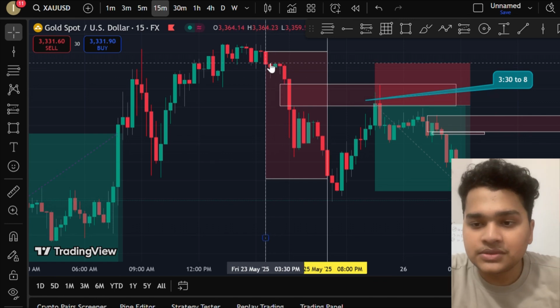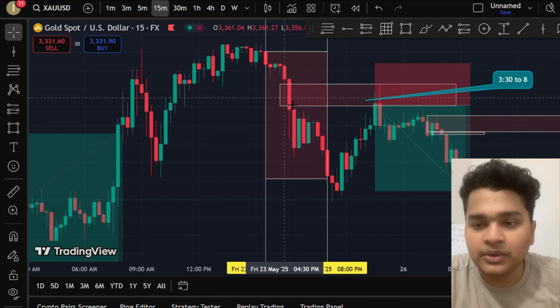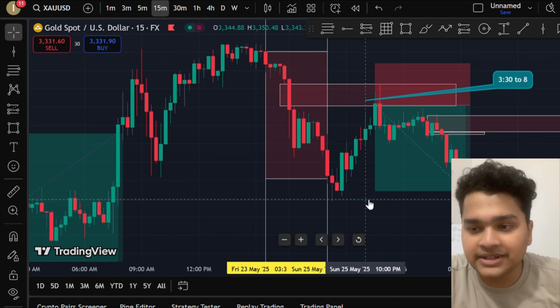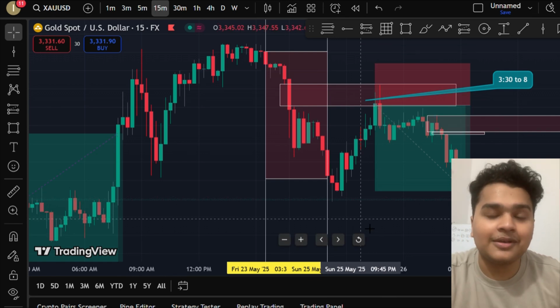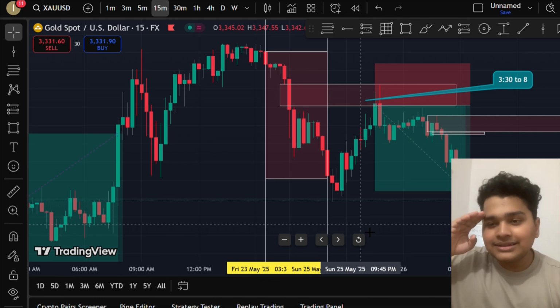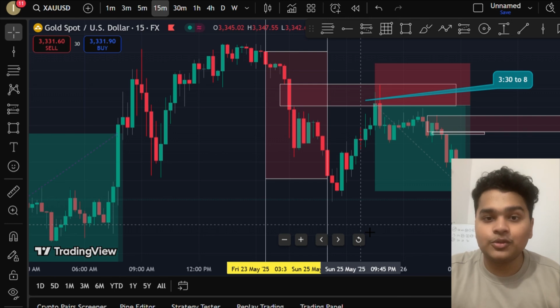Okay, so you can see the 3:30 to 8 range. We can see a POI like the FVG. Here's a fair value gap. Price retraces here, we took an entry, and 1:2 booked. That's simple, this is a very simple strategy. If you guys are not aware of it, you are lagging behind.